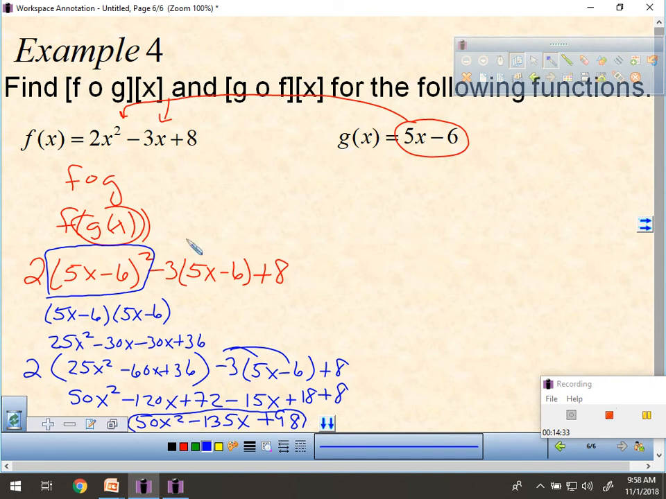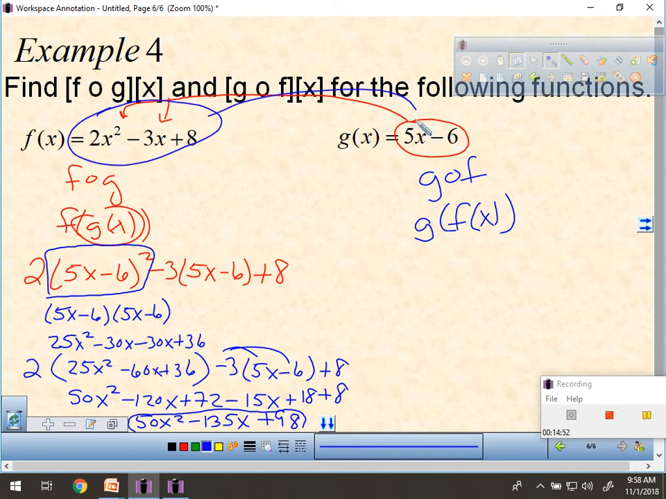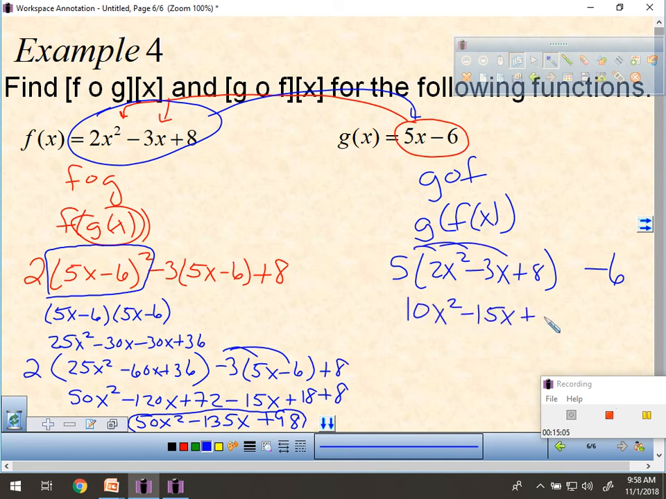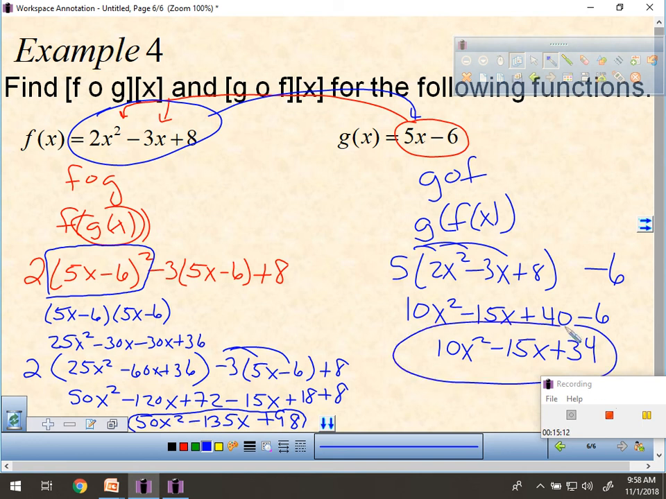Now, this is the thing. After you do that one, this one's going to be so much of a breeze, because golf is just g of f of x. So you're literally just going to take this and plug it into that one little spot right there. So you'll have 5 times 2x squared minus 3x plus 8. Don't forget the minus 6 at the end though. Distribute, you get 10x squared minus 15x plus 40, and then don't forget the minus 6, and so you end up getting 10x squared minus 15x plus 34. But that's it.